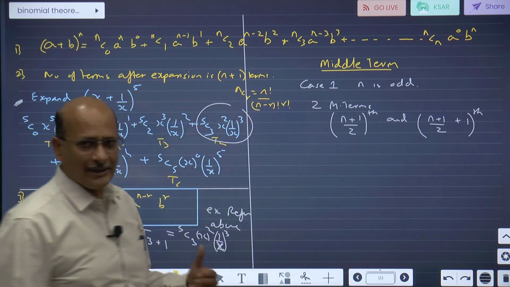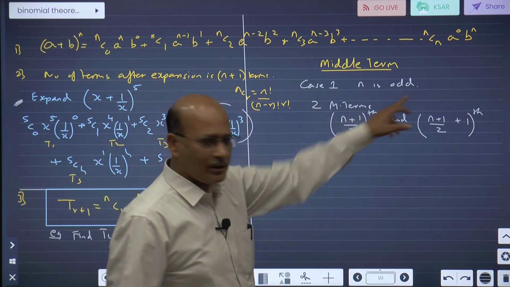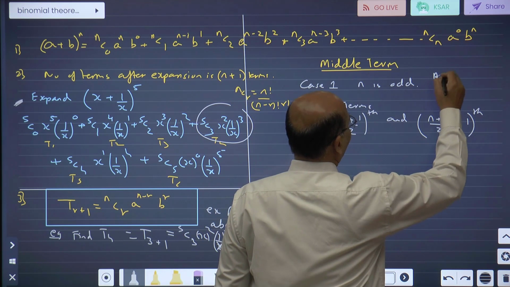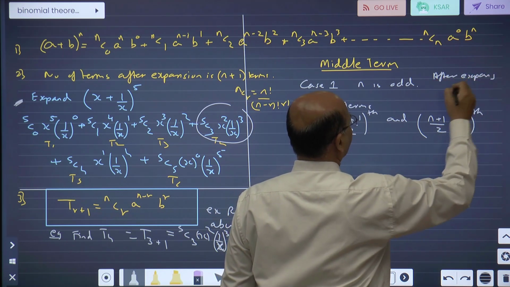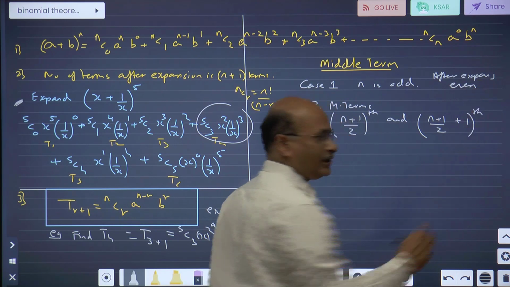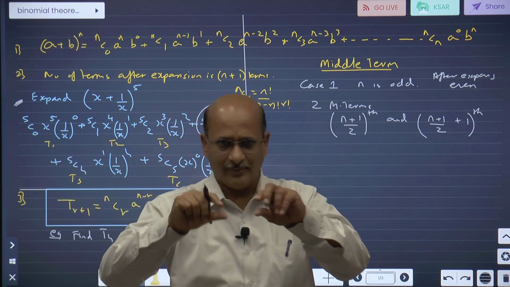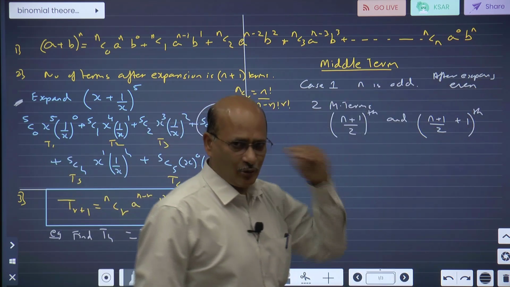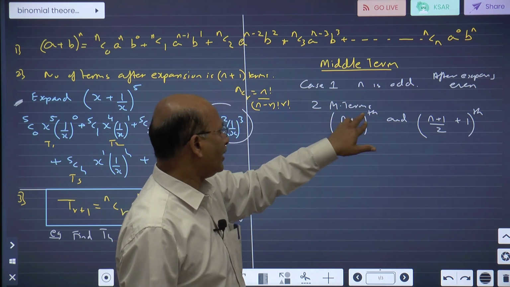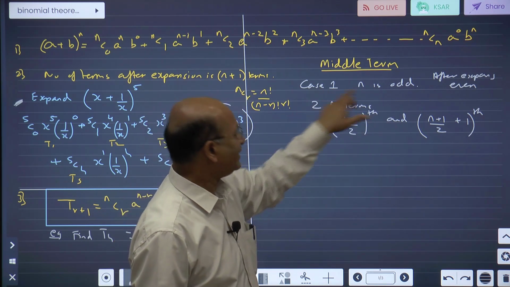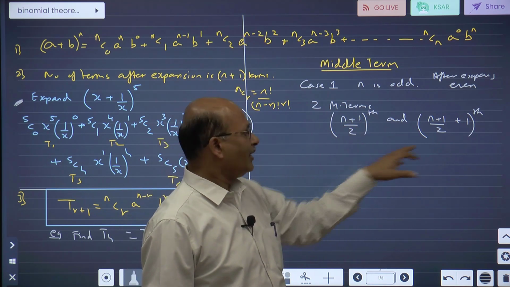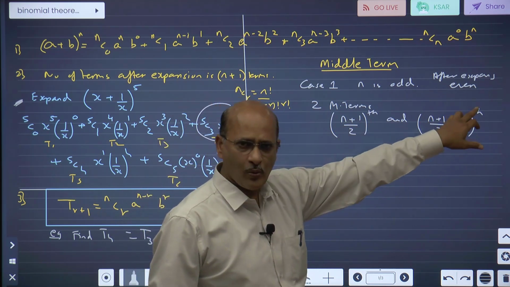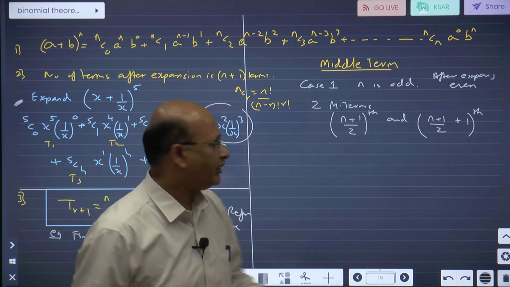Please understand this, because when n is odd, after expansion an even number of terms will be there. In an even number of terms there is no middle term. So what I do is find the two middle terms in case n is odd, directly given by the (n plus 1 upon 2)th term and the (n plus 1 upon 2 plus 1)th term. I hope that is very clear.